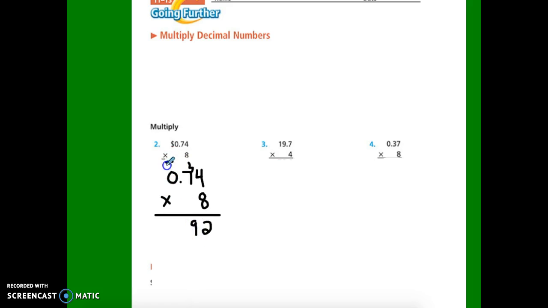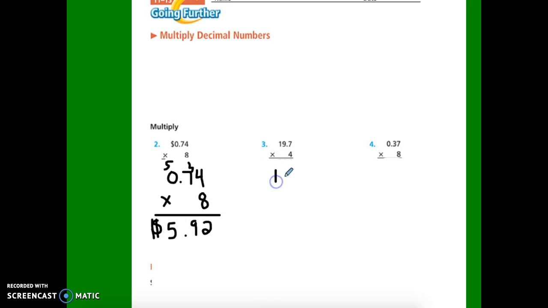Now with the decimal, you bring it down. So it was 2 over here, it was in the 100 spot, so I'm going to bring it right down right there. And now I'm going to multiply my 1 spot. 8 times 0 is 0, plus 5 is 5. So when I do 74 cents times 8, I end up with $5.92. Let's do one more together before I have you try it on your own.